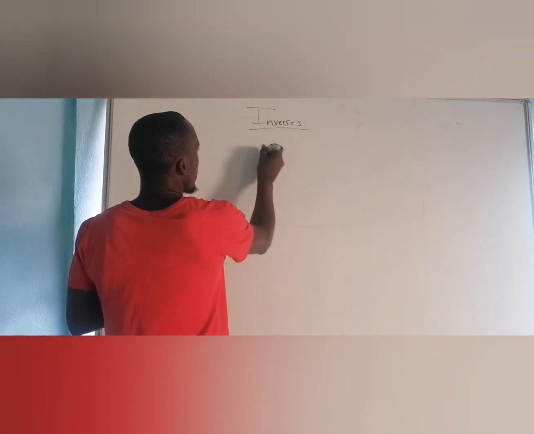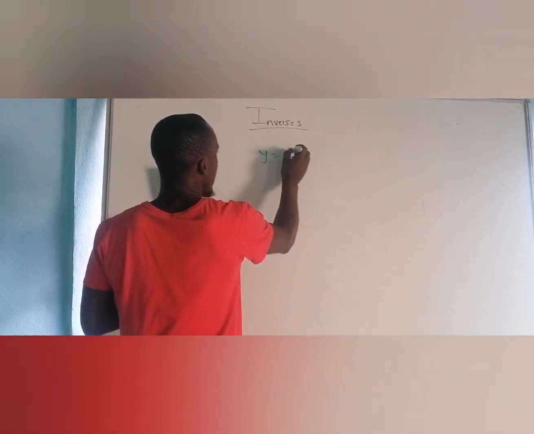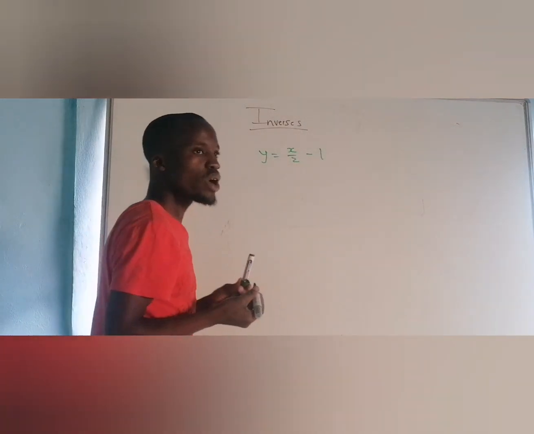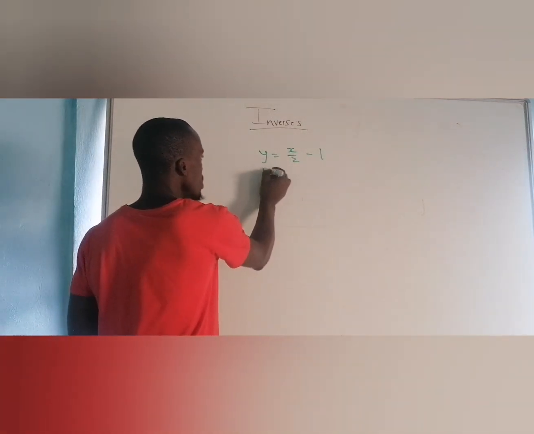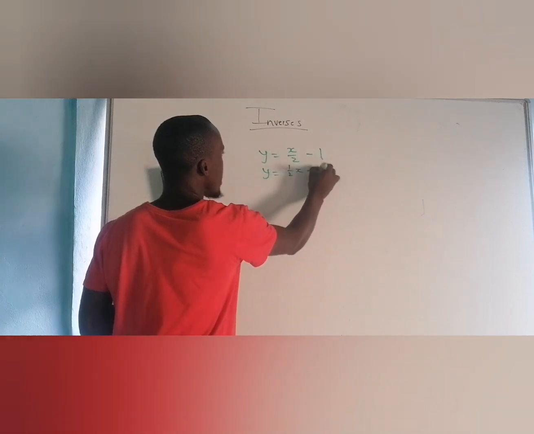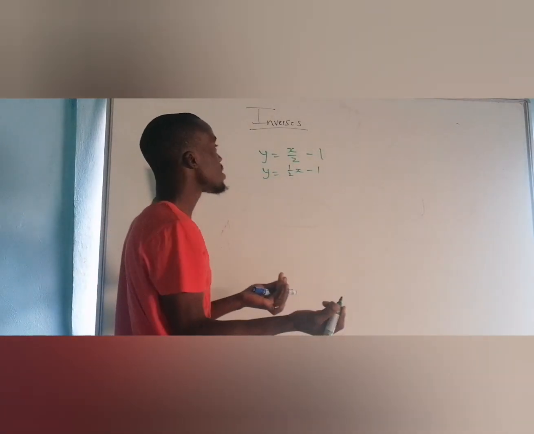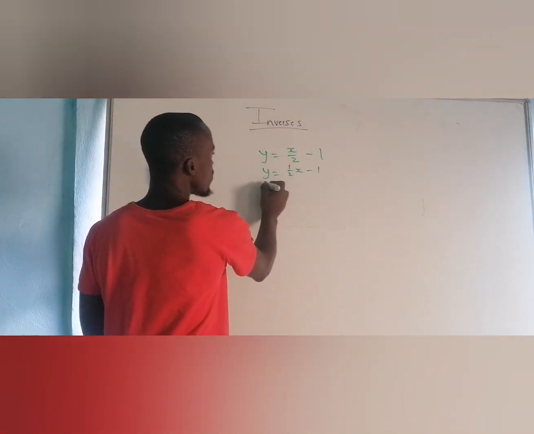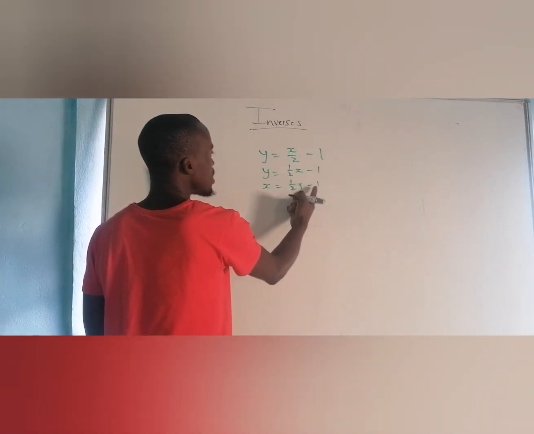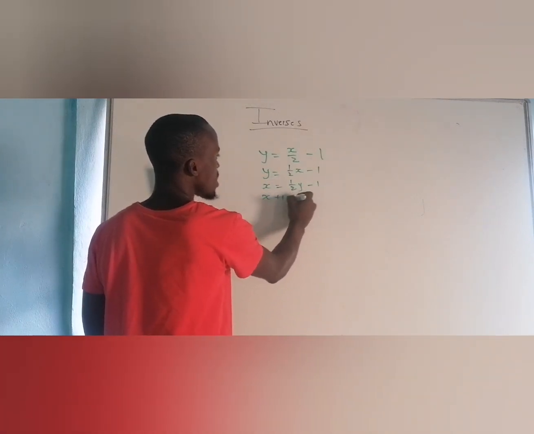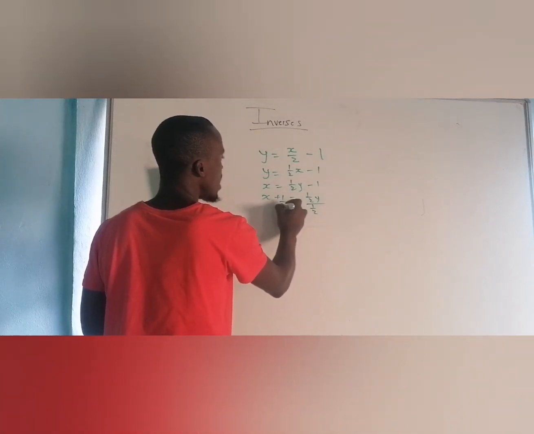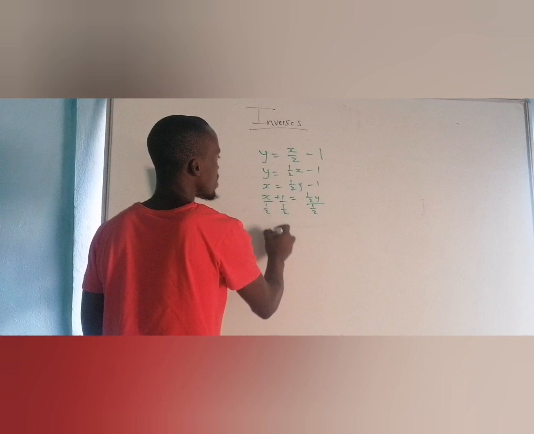The second one, y equals x over 2 minus 1. This is also a linear function. Y equals 1 over 2x minus 1. I can even still write it like this. Therefore, x equals 1 over 2y minus 1. Then x plus 1 equals half y. Then I divide everything by half.